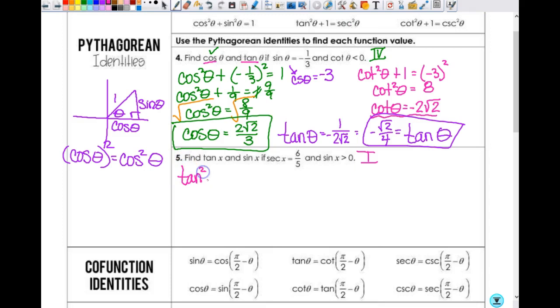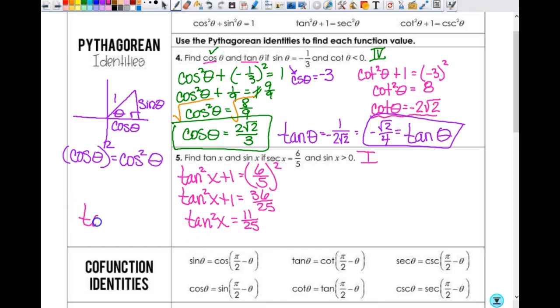So I have the tangent squared of x, because they're using x's here, plus 1 equals 6/5 squared. So that means tangent squared x plus 1 equals 36/25. When I subtract 1 from both sides, I'm really subtracting what? 25/25. So when I subtract that, what am I left with? 11/25. Then I can take the square root of both sides, and I get that the tangent of x is equal to the square root of 11 over 5.